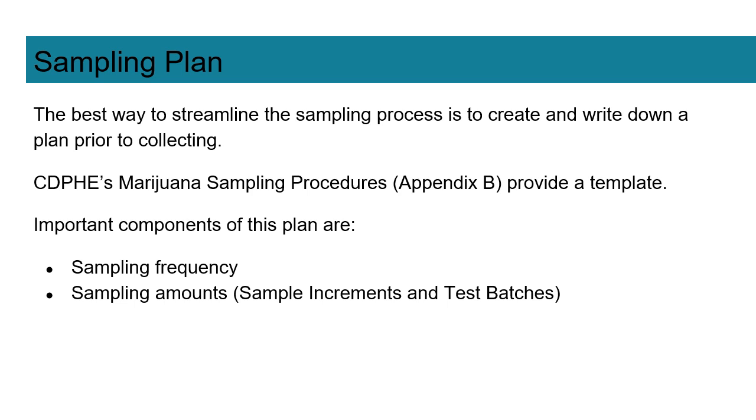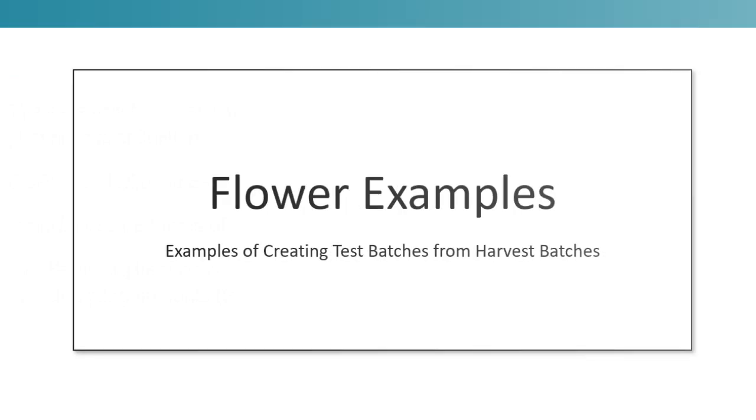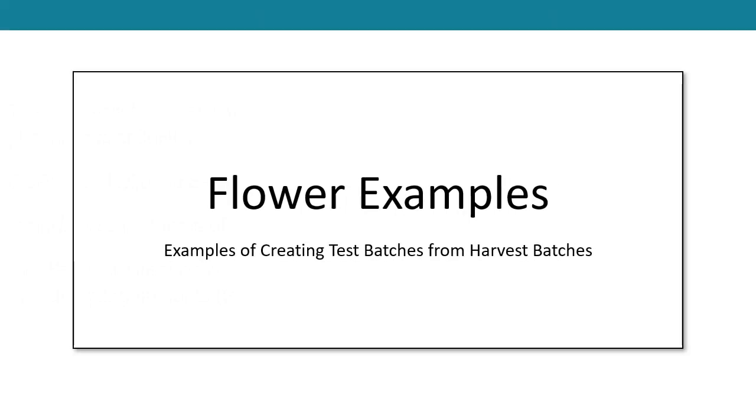Sampling plan. The best way to streamline the sampling process is to create and write down a plan prior to collecting. CDPHE's marijuana sampling SOPs, Appendix B, provide a template. Important components of this plan are sampling frequency and sampling amounts for increments and test batches. Flower examples. Examples of creating test batches from harvest batches.